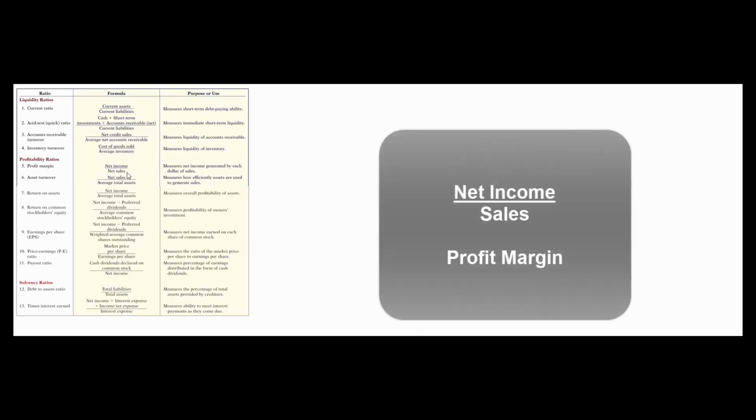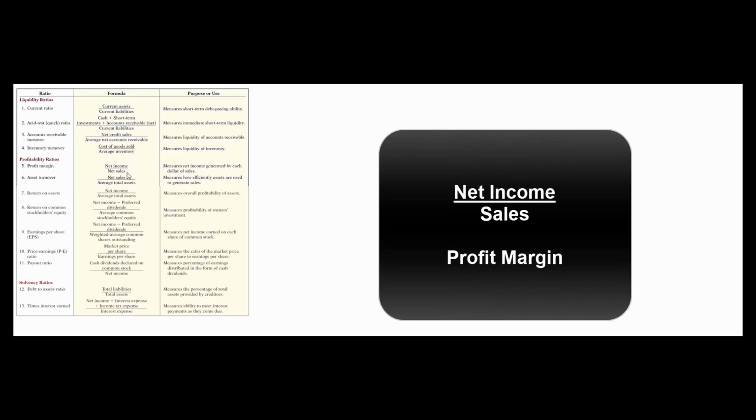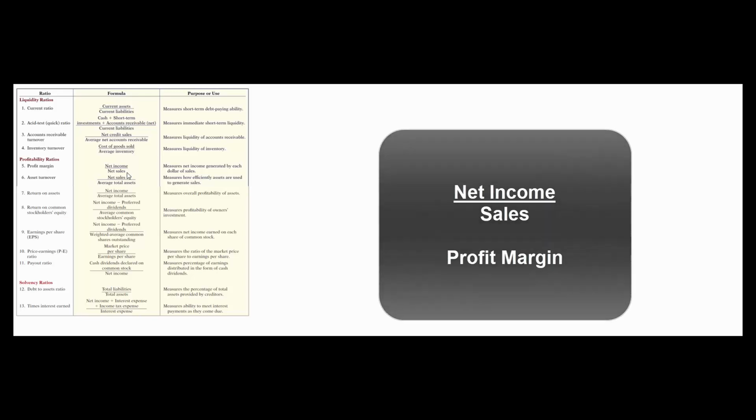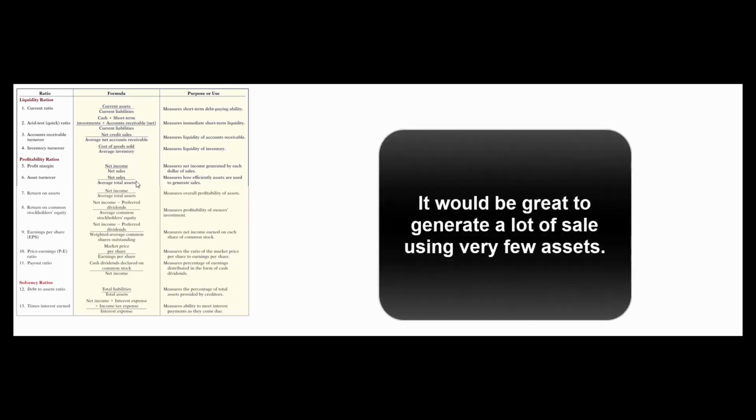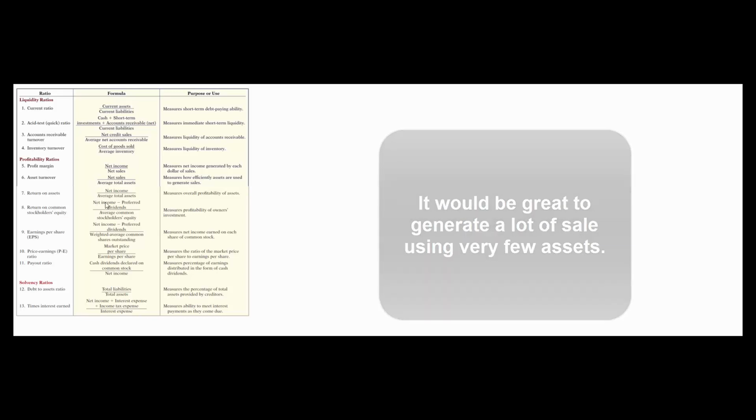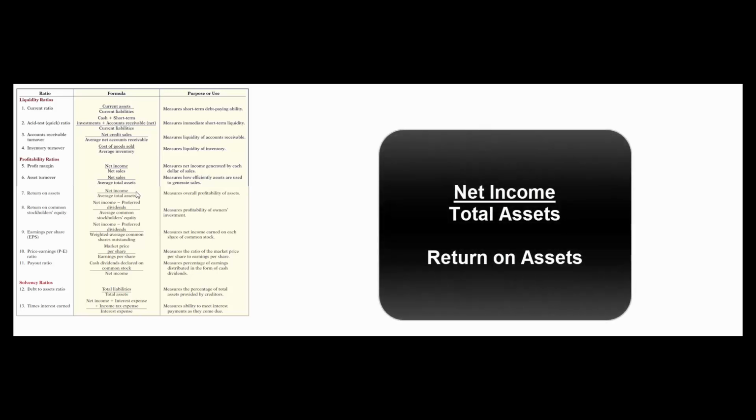Profit margin is simply net income over sales, and that's going to depend on your industry. 2% is good in the grocery business. It's lousy in the computer business. Asset turnover, how effectively are you using your assets to generate your sales? What's your return on assets? Take your net income and divide it by your total assets. Are you using them wisely?